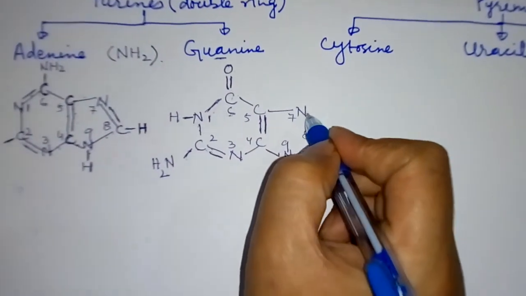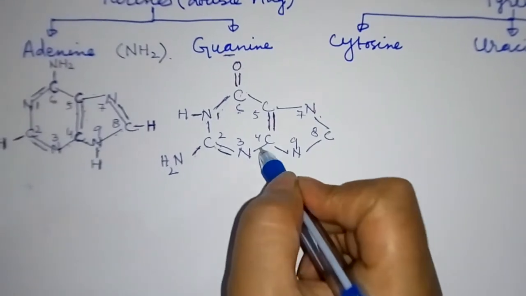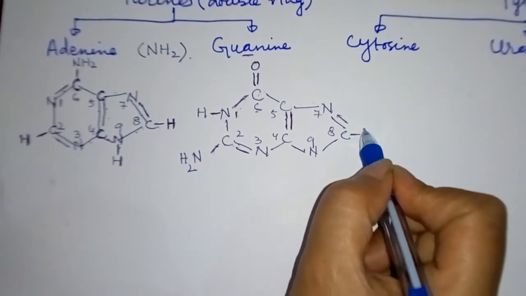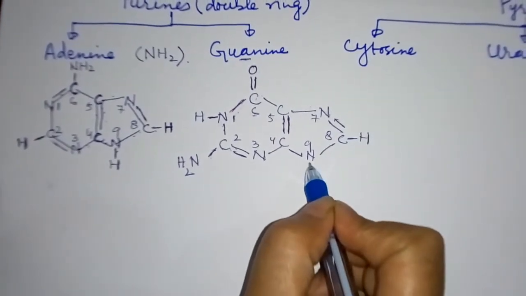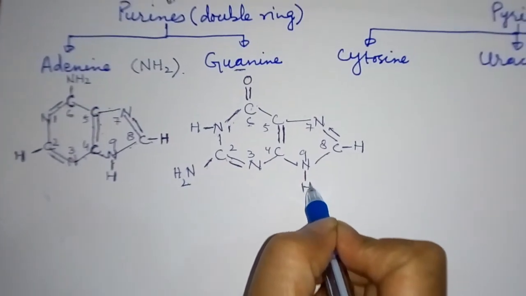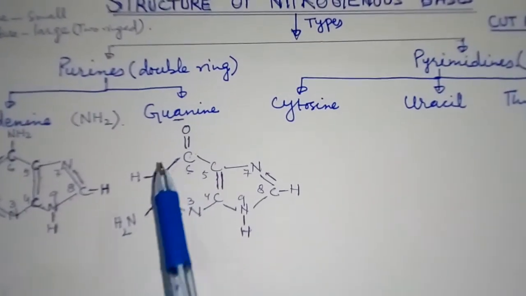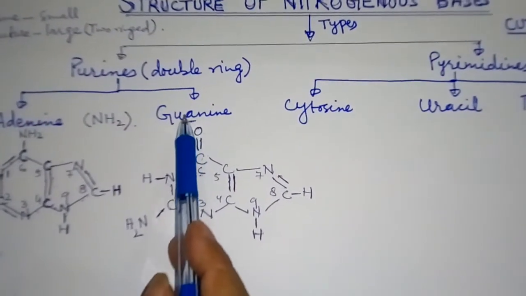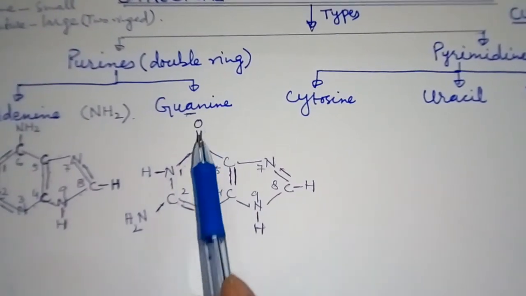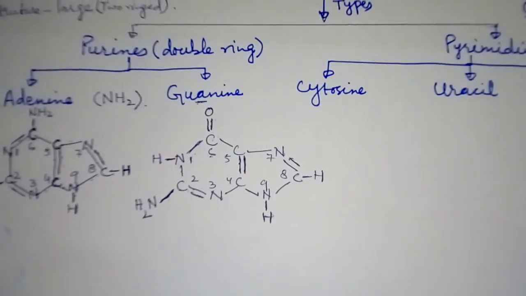Then this nitrogen's valency is not satisfied, so again double, single and double, and this carbon's valency is not satisfied, so I will put a hydrogen with it. This nitrogen's valency is not satisfied, so again I will write a hydrogen with it. So this is the structure of guanine. Very simple. With guanine you have to write an additional O other than the amino group, and the amino group will change its position, it will get attached with carbon number 2.